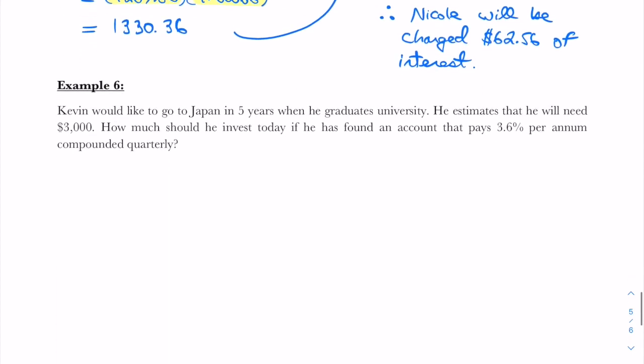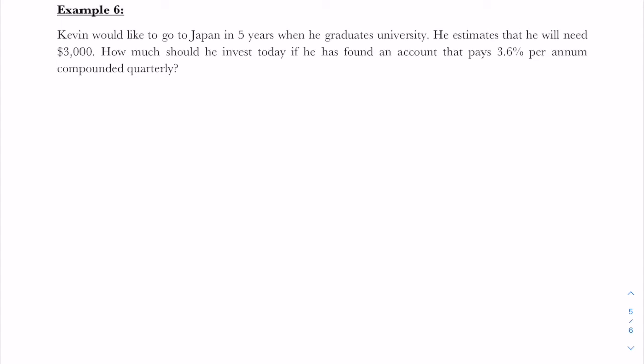Okay, moving on to our last example. We're told that Kevin would like to go to Japan in 5 years, and he estimates he'll need $3,000 to do so. In this question, we want to work backwards. How much money should he invest today if his investment will earn 3.6% per year compounded quarterly? So in this case, we want to work backwards to find out the principal value that should be invested today. Let's begin by writing out our compound interest formula. Now, we have to rearrange this for P, the principal. To do so, just divide both sides of the equation by the expression in brackets. And that'll allow you now to solve for P.